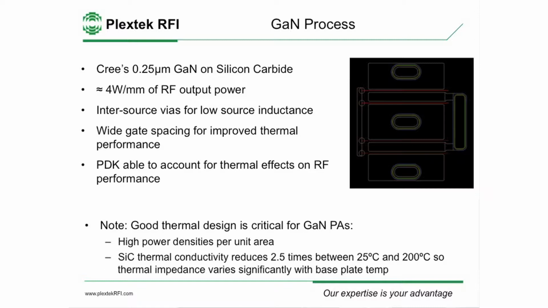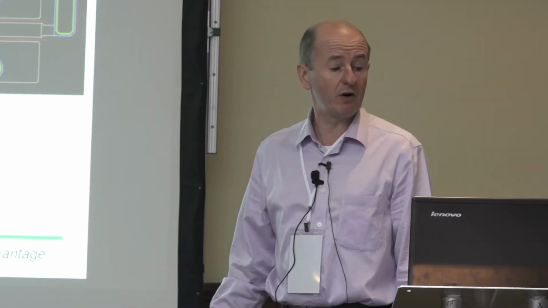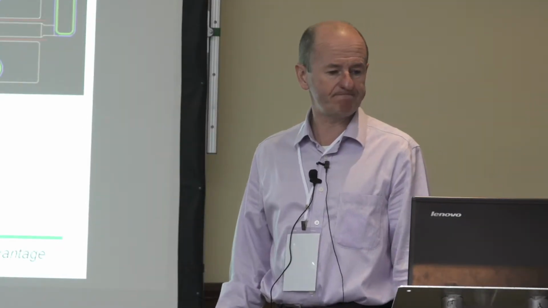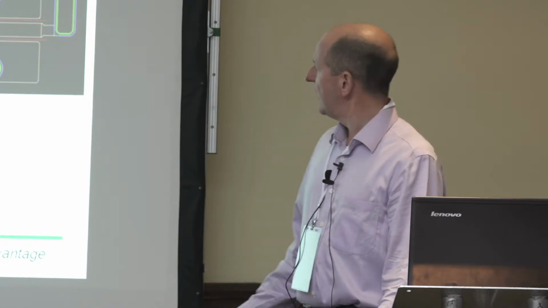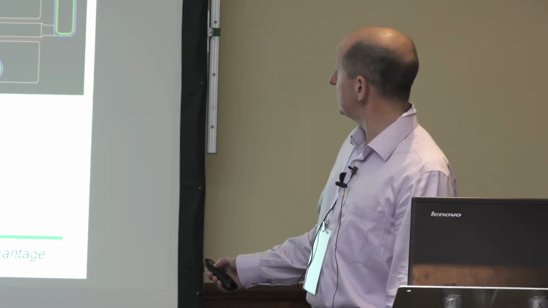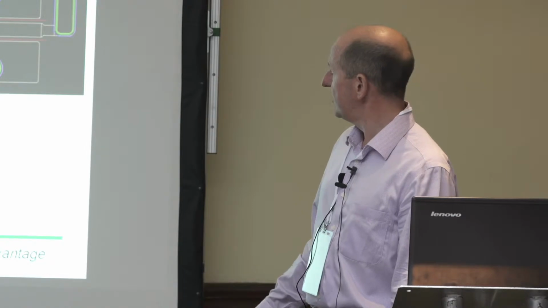This is one of the transistors, and it has these inter-source vias, and these are nice for keeping down the source inductance, which helps preserve the available gain from the transistor at the higher microwave frequencies. They also spread the gate fingers quite nicely, which is important for thermal operation. And that gives you this wide gate pitch here.